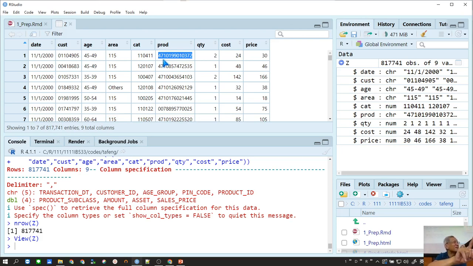So every record is a transaction item, and several items were aggregated into a transaction. And every customer, if they are repeat purchasing, will have several transactions. See that?